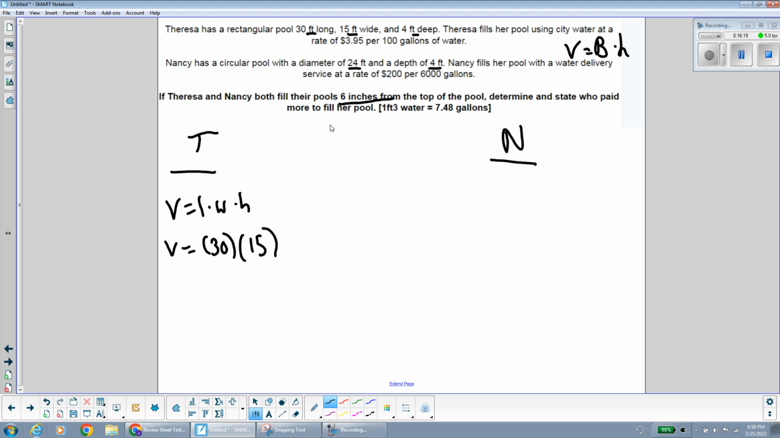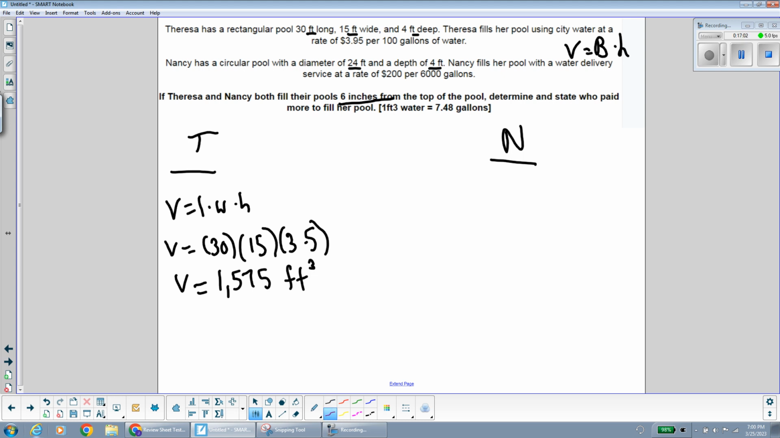We're filling it 6 inches from the top, and 6 inches is half a foot. So we're going to take half a foot off from the depth, which is the same thing as the height in this case of the pool. So instead of using 4 for the depth or the height, we're going to use 3.5. That's taking half a foot or 6 inches off from how much we're filling up the pool. So putting this into my calculator, 30 times 15 times 3.5, and I got 1,575 cubic feet.